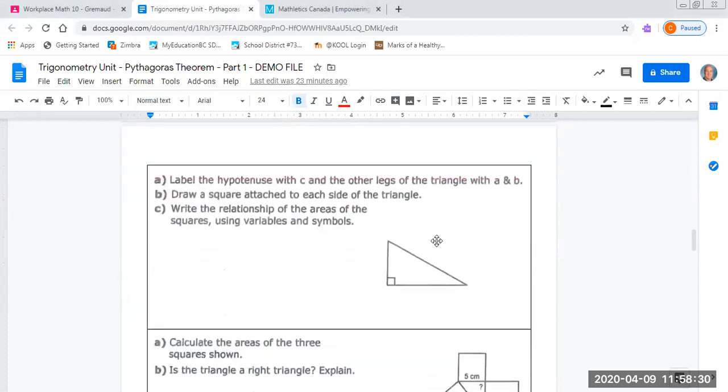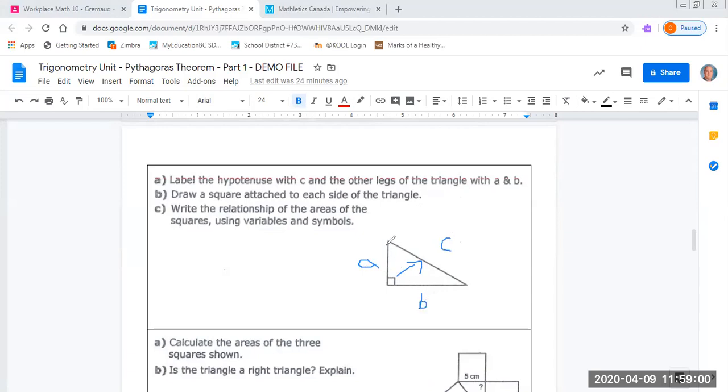is here. So if we were to label the hypotenuse of this triangle with a C and the other legs with an A and a B, and then draw a square and then write the relationships, basically it would look something like this. So if I were to label the sides, because this is directly opposite the right angle, this is the C side. And I could label these, either this could have been a B or an A. I'll just choose to make that one the A, this one the B.